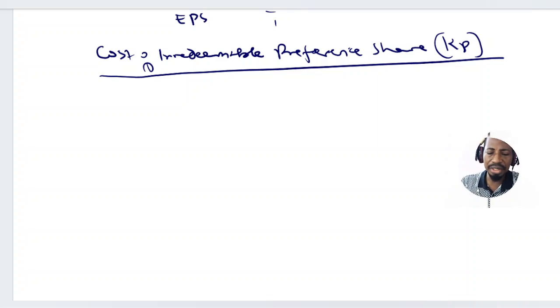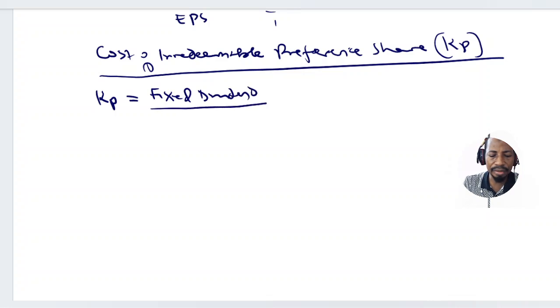So the cost of irredeemable preference share is computed as the ratio of fixed dividend to the ex-div share price, multiplied by 100 over 1. Where there is irredeemable preference share, this is how to calculate it. Just divide the fixed dividend by the ex-div share price. All the principles on how to convert cum div to ex-div share price still apply here too.